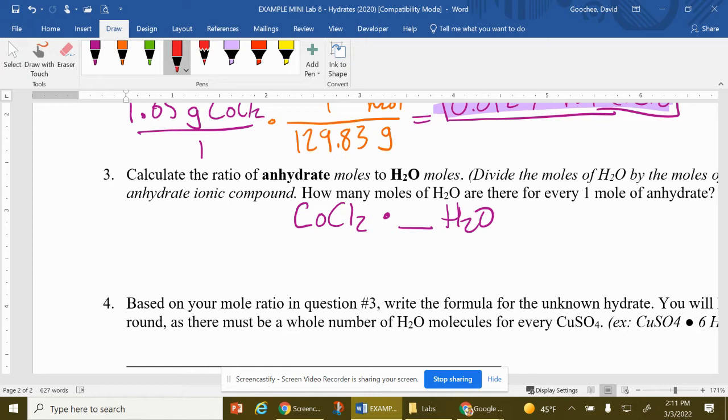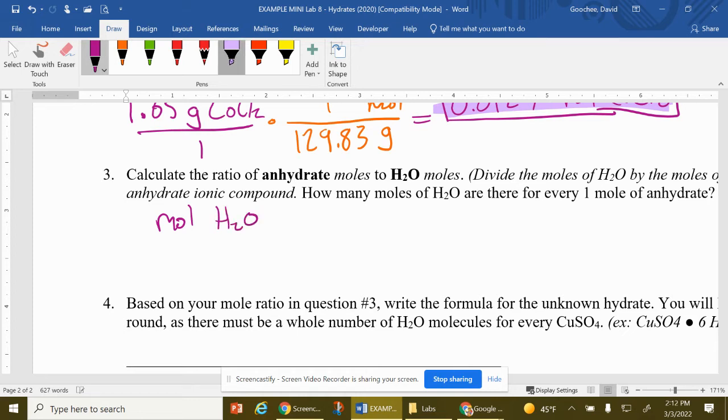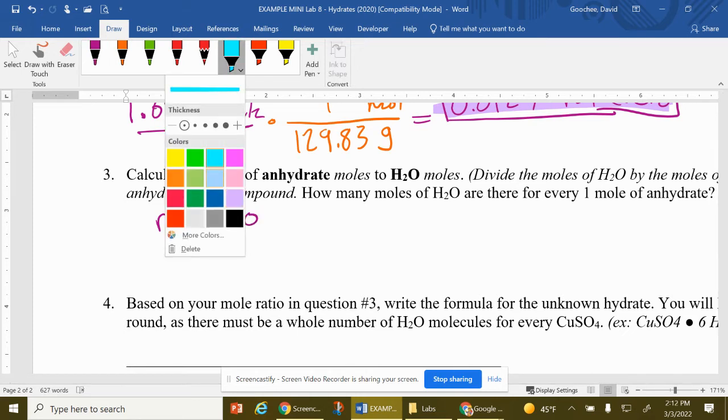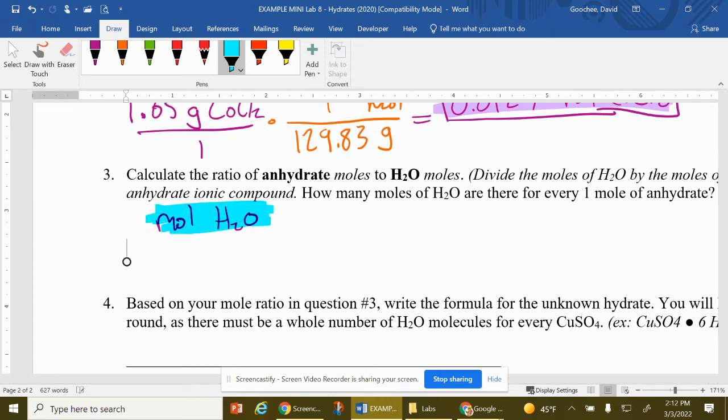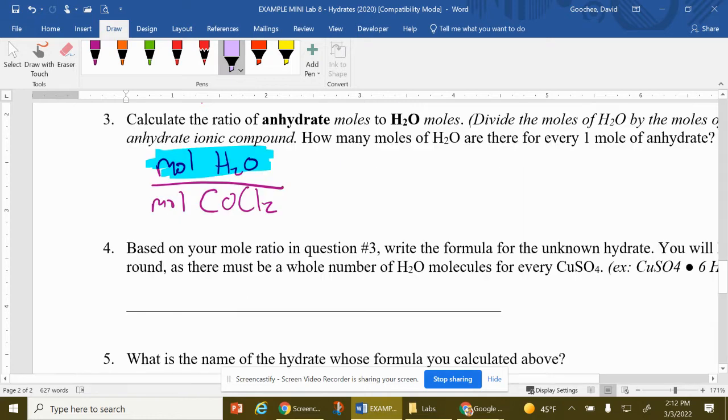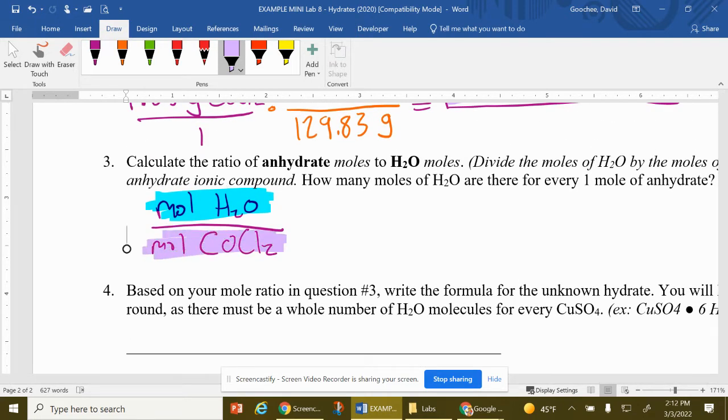Well, to figure that out, we need a mole ratio. We have to figure out how many waters there are for every 1 cobalt 2 chloride. The way we do it is simple. We just take the moles of H2O that we calculated and divide it by the moles of your anhydrate, your dry crystal. In my case, that's CoCl2. In your case, it might be CuSO4 or NiSO4.